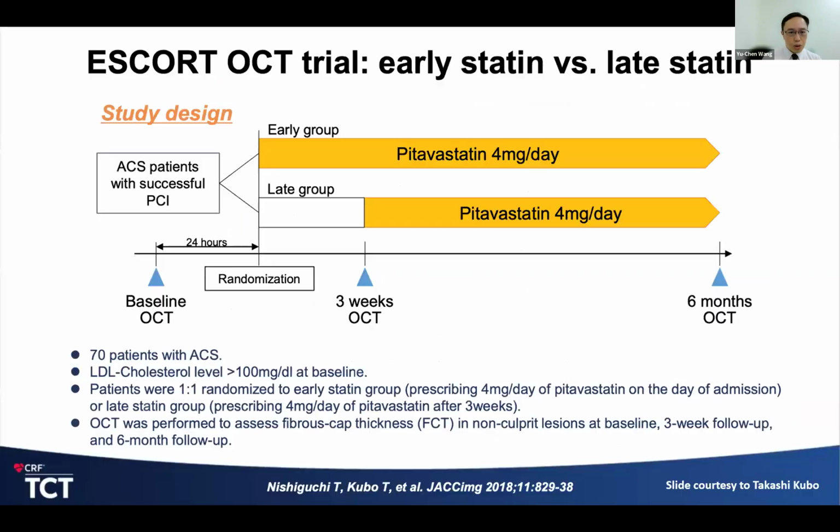And in Japan, there is also a very important randomized control trial, the ASCVD OCT study, which enrolled 70 ACS patients and randomized them into the early and late groups. The early group received pitavastatin 4 mg per day immediately after the index PCI, and the late group received the statin therapy 3 weeks later. And the OCT was conducted at the baseline index PCI, 3 weeks later and 6 months later.